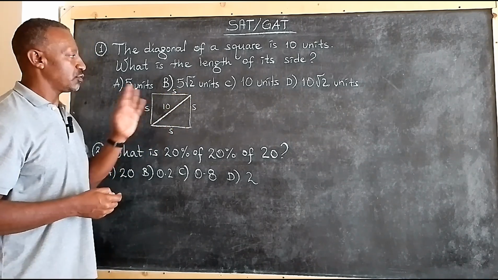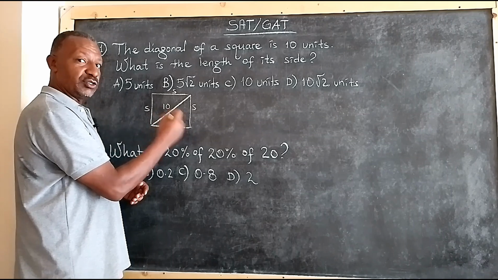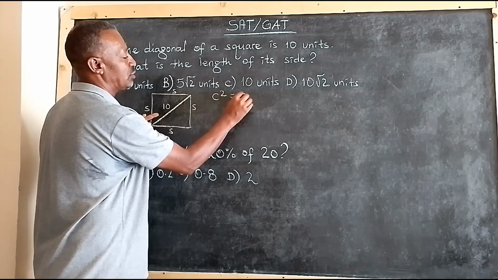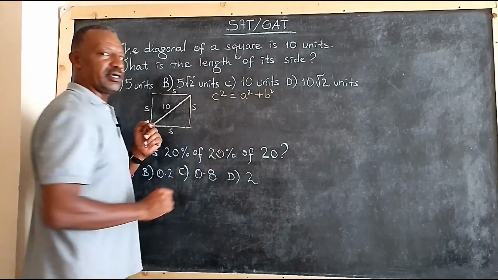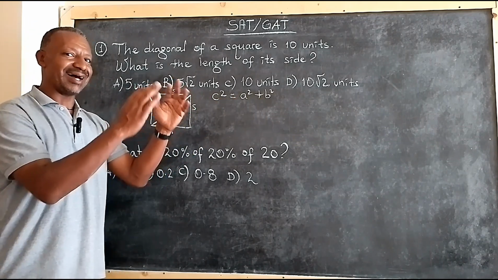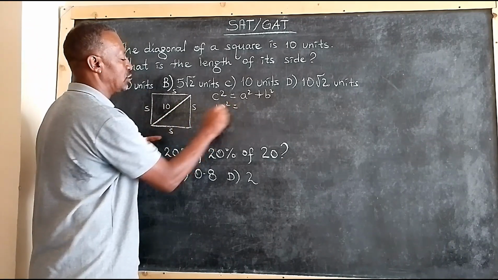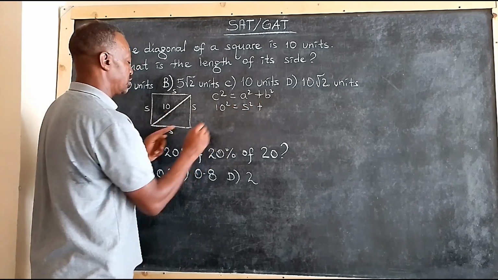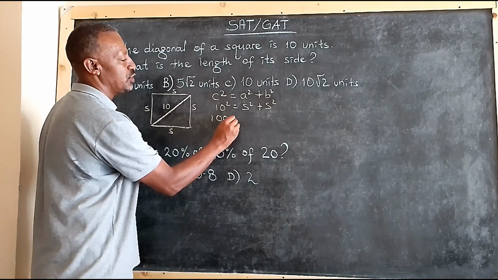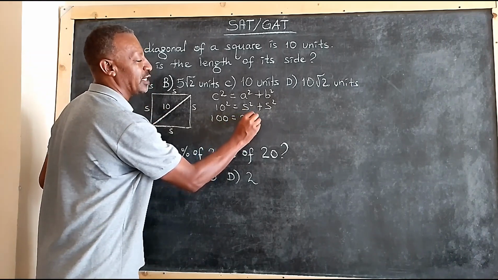What you're going to do is simply find the 2 sides by using the Pythagoras theorem. This is the hypotenuse, right? Hypotenuse c squared is equal to a squared plus b squared. This is the Pythagoras theorem. The c squared is the hypotenuse, and a squared and b squared are the other sides. Now the given hypotenuse is 10, so 10 squared is equal to s squared plus s squared. 10 squared means 100, which is equal to 2 s squared.